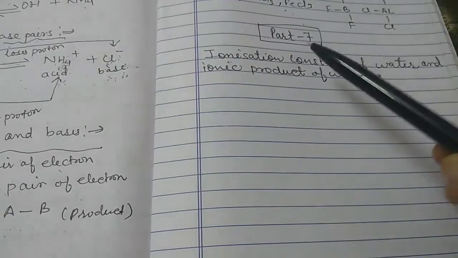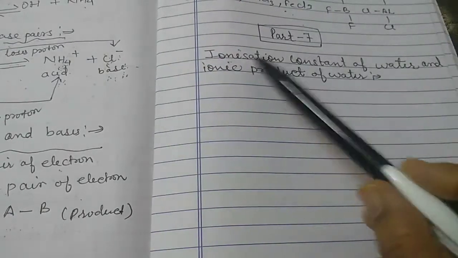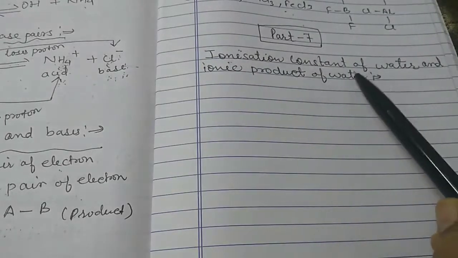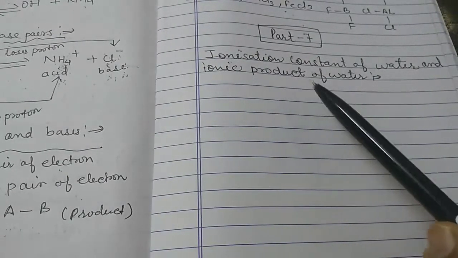Good morning everyone. Part 5 of the lesson on equilibrium is the ionization constant of water and the ionic product of water.